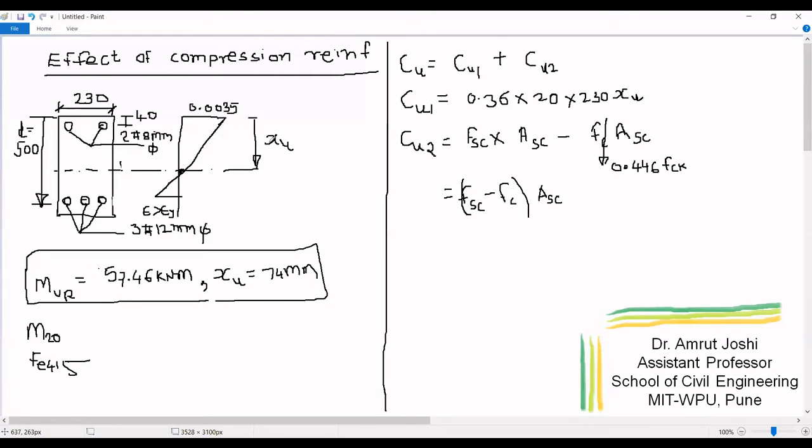And unless we find out XU, we will not be able to find out strain at the level of compression steel. And as the strain at the level of compression steel is unknown, therefore we will not be able to find out the stress at the level of compression steel. For this analysis now needs the iterative strategy.